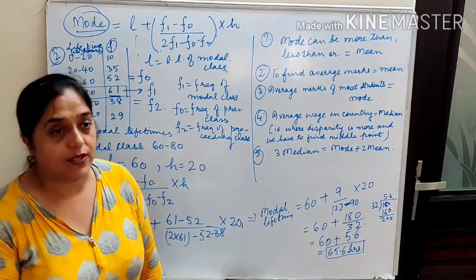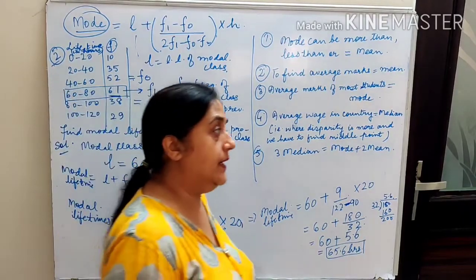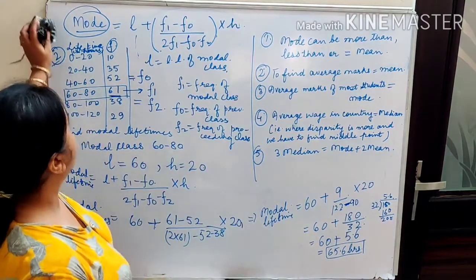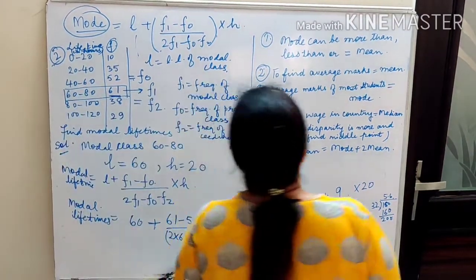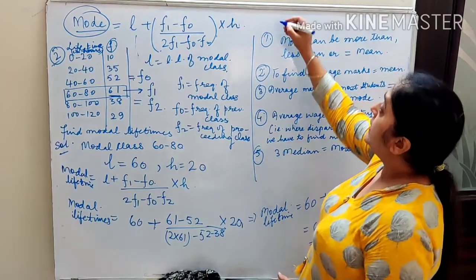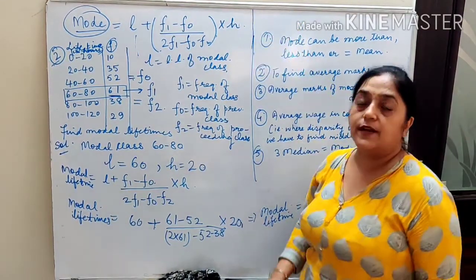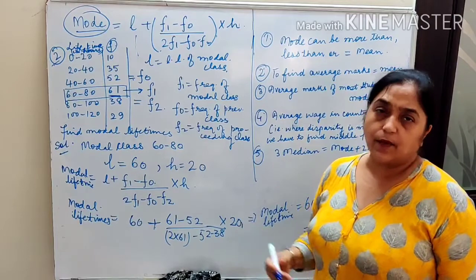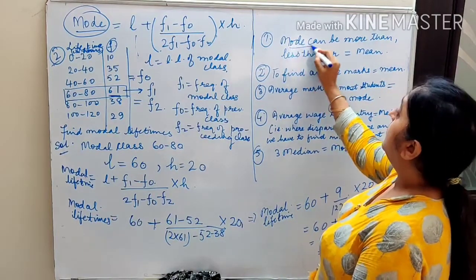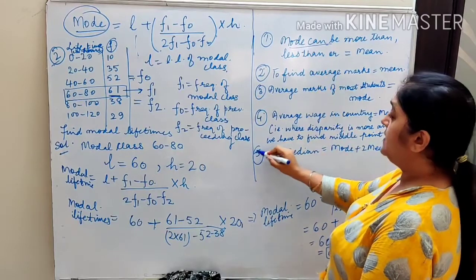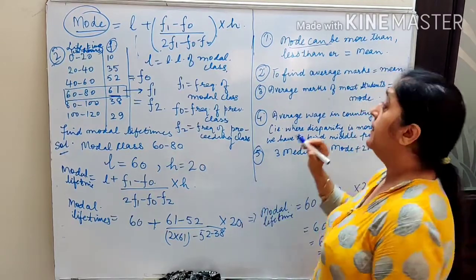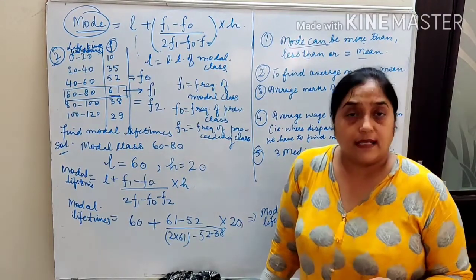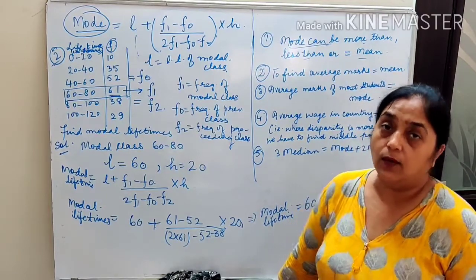Now the question comes about your daily routine, what I told you: mean, median and mode are the 3 measures of central tendency. They are the measures of central tendency. So how can you find out the difference between them? I am just telling you in a general way. There are a few things I want to tell you about mode, mean and median. Mode can be more than, less than or equal to the mean.